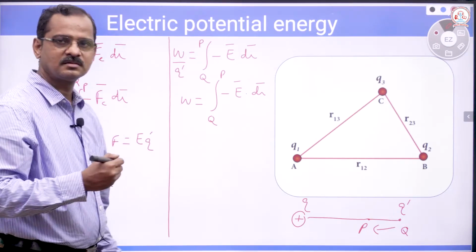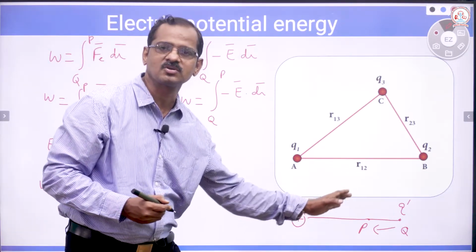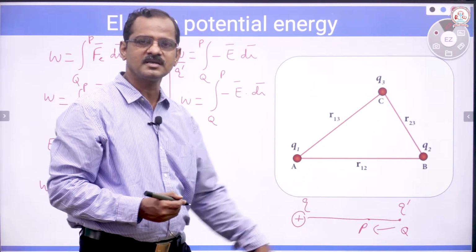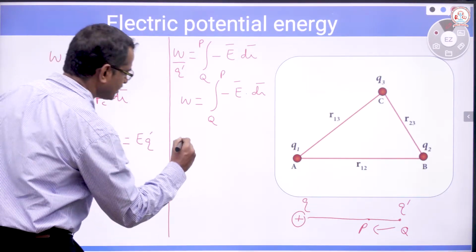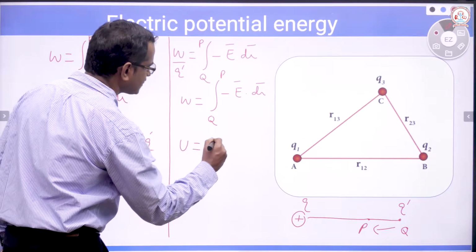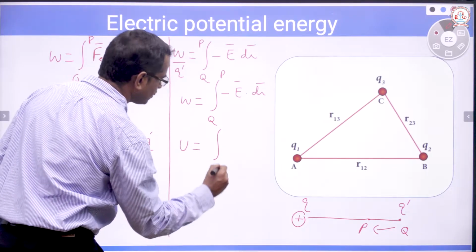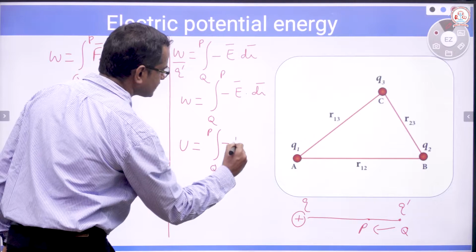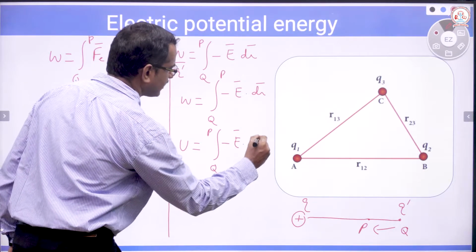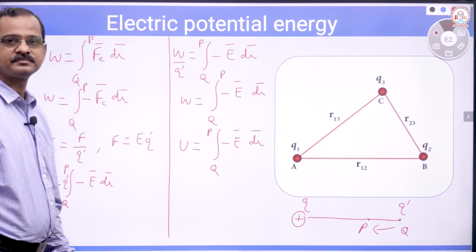This work done will be stored as electrostatic potential. We can write it as U also. This work done will be stored as electrostatic potential energy, integral Q to P of minus E vector dot dr vector.